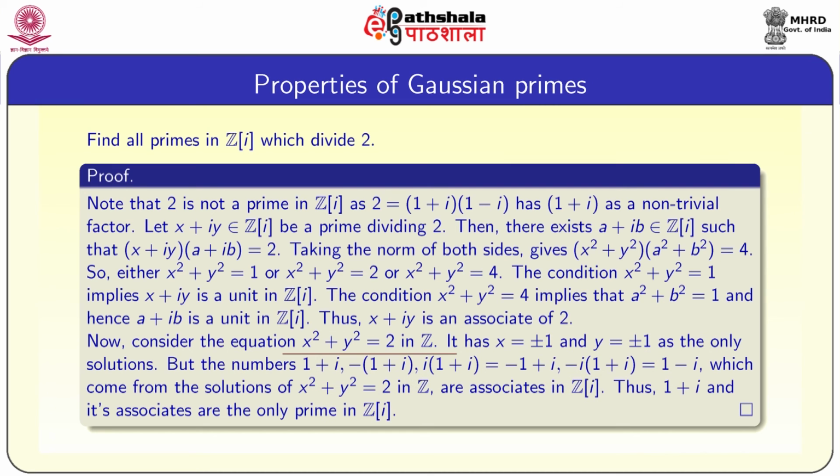Now consider x square plus y square equal to 2 in Z. Then it has x equal to plus or minus 1 and y equal to plus or minus 1 as the only solutions. But the numbers 1 plus i, minus (1 plus i), 1 minus i, or minus 1 plus i, which come from the solutions of x square plus y square equal to 2, are associates in Z[i]. Thus 1 plus i and its associates are the only primes in Z[i] which divide 2. So we are able to find all the primes which divide 2.